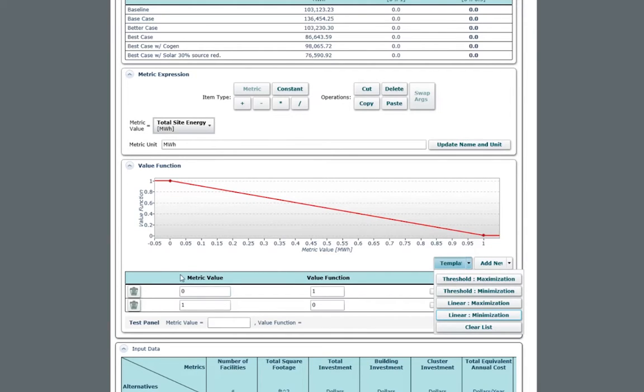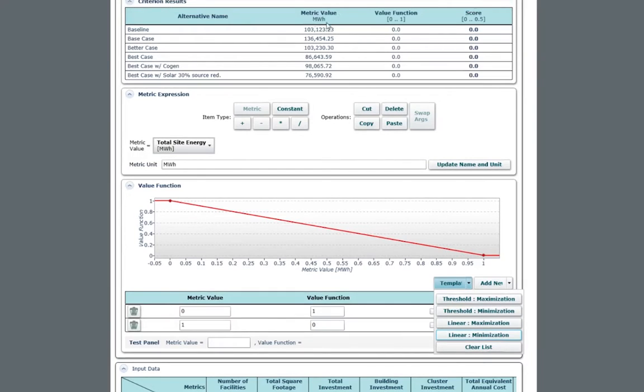So as we look at the total site energy, we see that our baseline has, and these are in megawatt hours, 103,000 megawatt hours, and so this is energy, not peak load. So don't think of that. And our best case with source reduction has about 77.